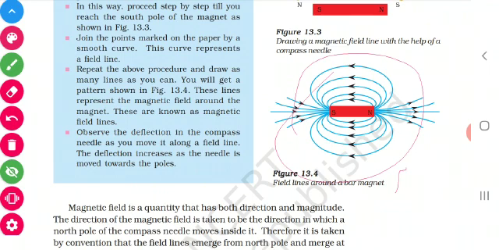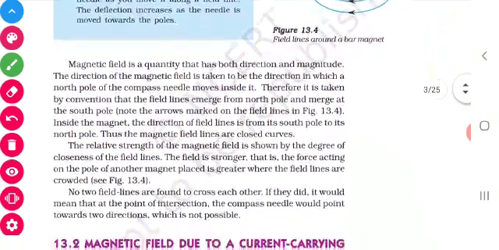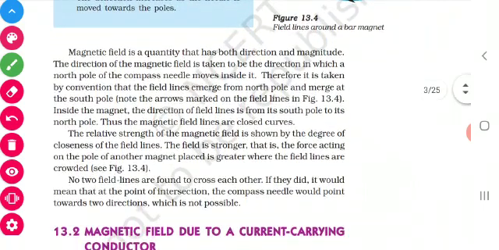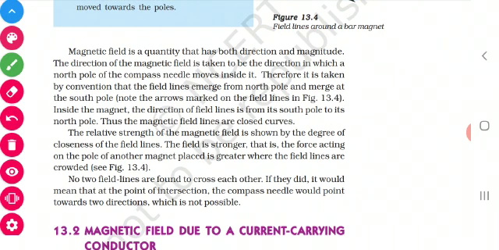Now take down the definition of magnetic field lines. The imaginary lines representing the magnetic field around a magnet are known as magnetic field lines. They are imaginary lines, and they represent the magnetic field strength. So such lines are called magnetic field lines. They have both direction and magnitude. They have a value, and at the same time they have direction also.